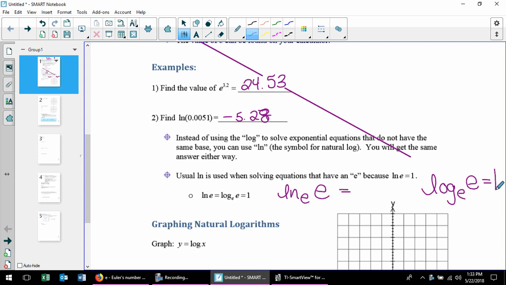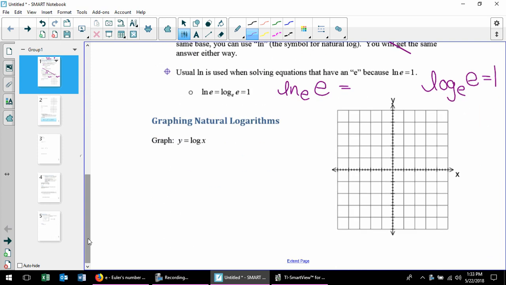Okay? Alright. So let's graph this graph right here. Can you do that? Please tell me you can. Yes, no. Perfect. Let's put it into exponential form so we can see it better. What's the base? 10. What's my exponent? Y. What is my argument? X.